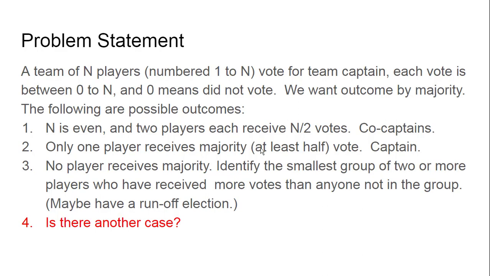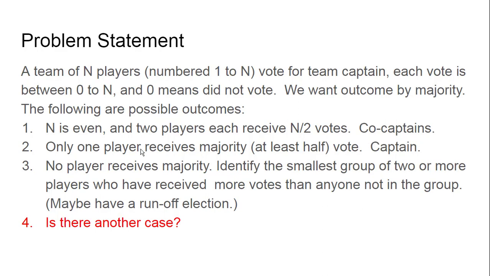One of them is listed here as the second: one player receives the majority vote, defined as at least half. So if n is odd, this means that you need to round up. Then that player is the captain. But it's also possible that when n is even, two players each receive half of the vote. Everyone voted, and they all voted for these two, and they each receive exactly half. They exactly have the support of half the team. In that case, we just call them co-captains.